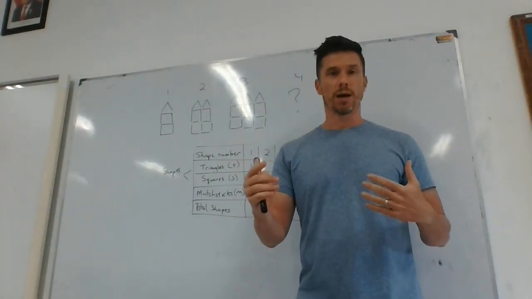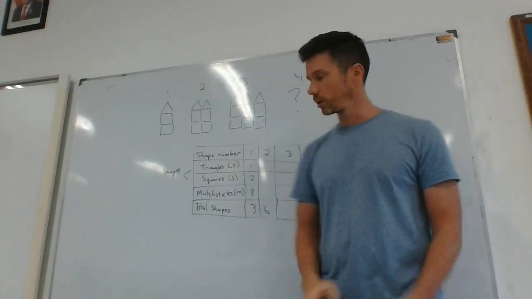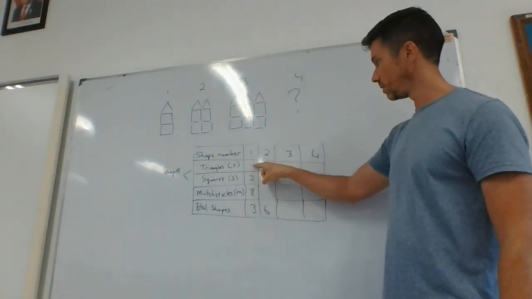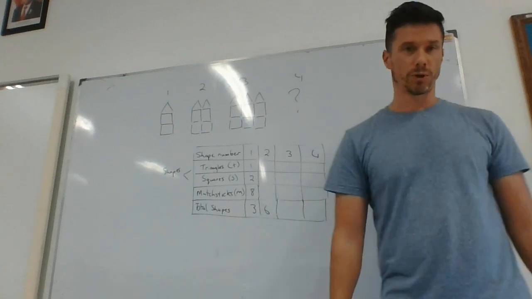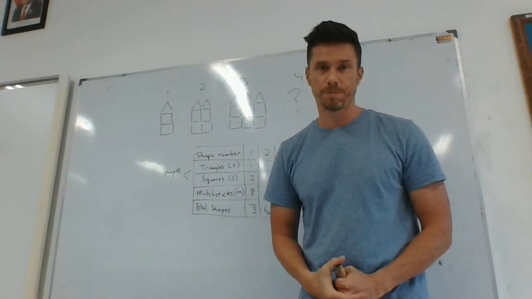So how are you going to get how many shapes there are when there's 40 triangles? So when this number is 40 or this number is 40, what is the bottom number going to be? And can you see that relationship?